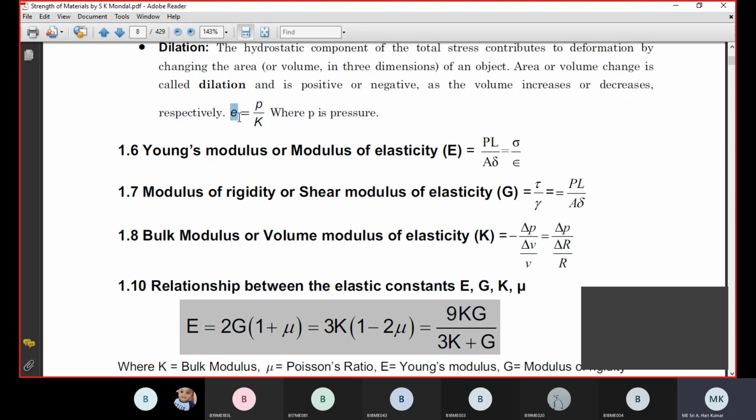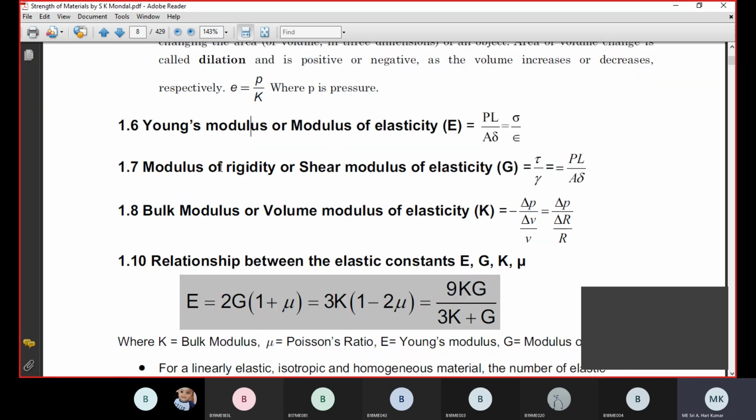So try to remember, volumetric strain ε_V is also taken as P by K, where P is a pressure, that is hydrostatic pressure. Now again, redefining those elastic constants. Why do we call them elastic constants? Because these are related to elastic bodies. Elastic bodies are deformable bodies. So that's why we call them elastic constants.